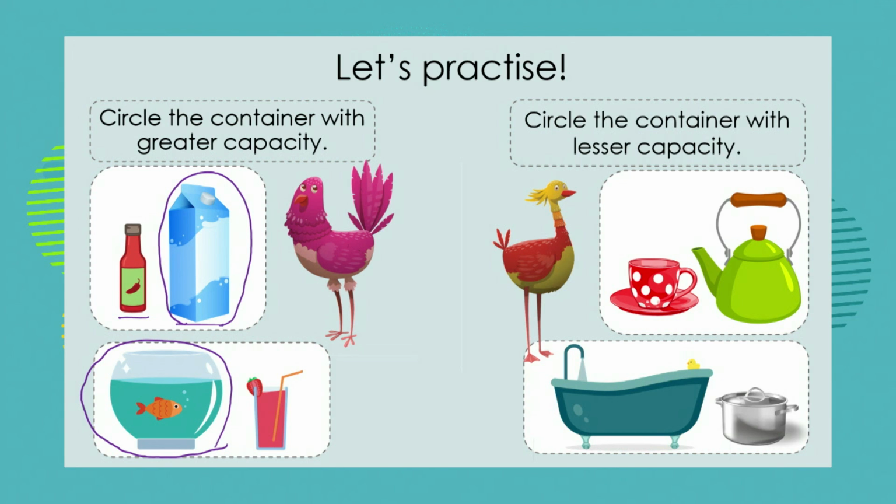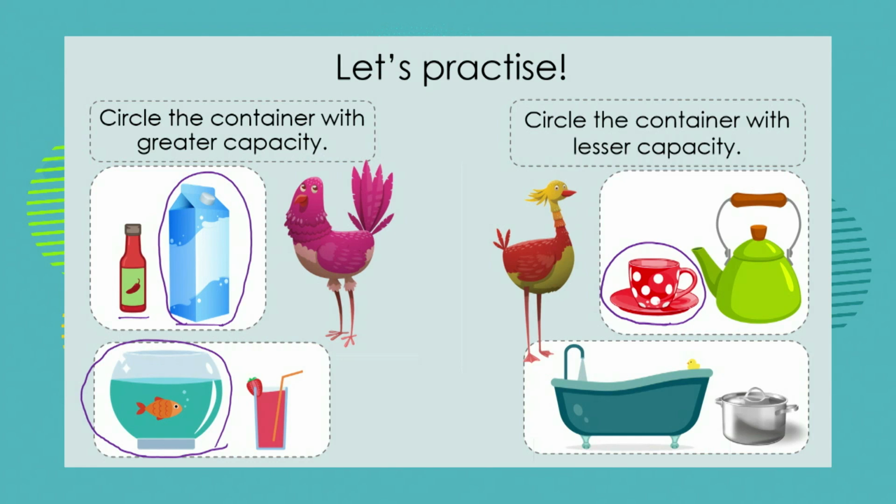Our next one wants us to circle the containers with lesser capacity. So this time we have a cup and a kettle. If we look at the cup and the kettle, which one do you think can hold the least amount of liquid or has lesser capacity? Very good. It is going to be the cup, because we know the kettle can take a lot of liquid and has a greater capacity.